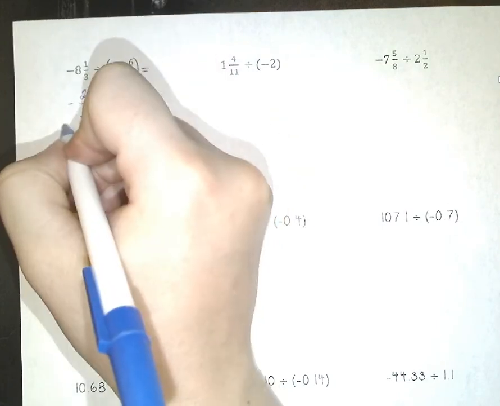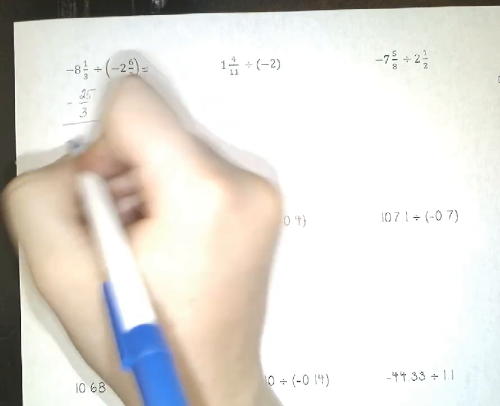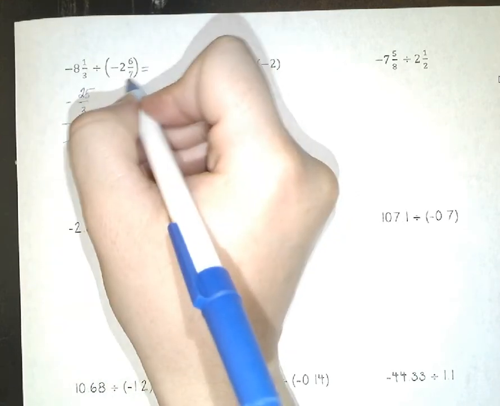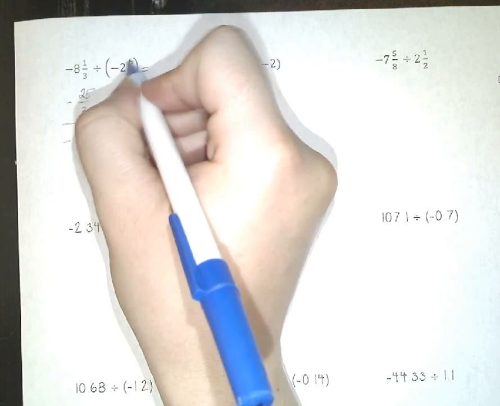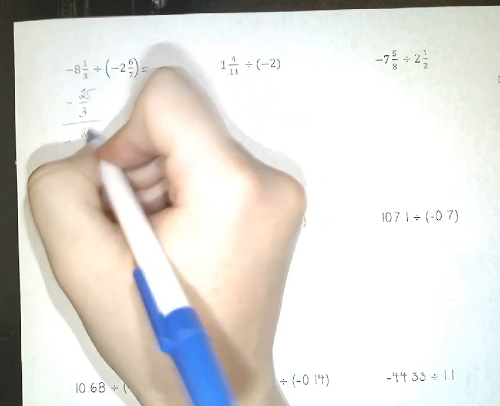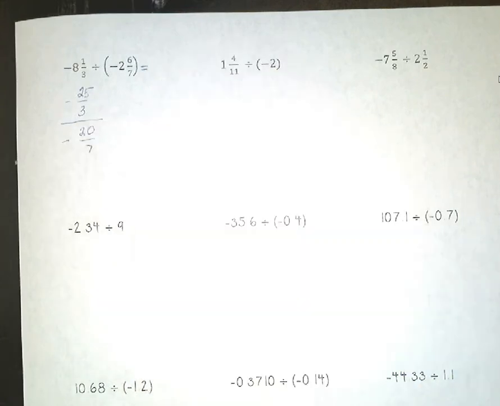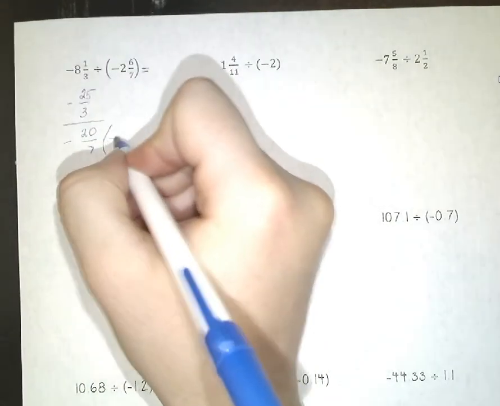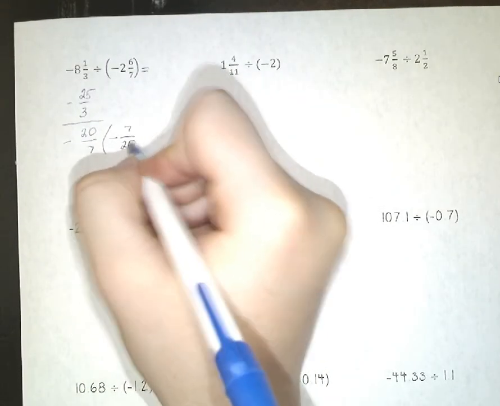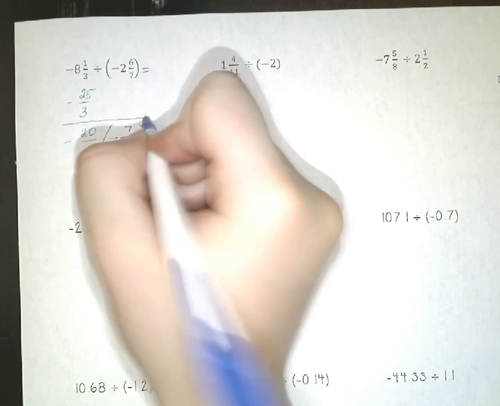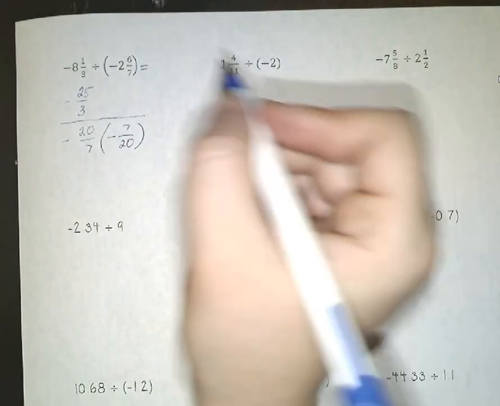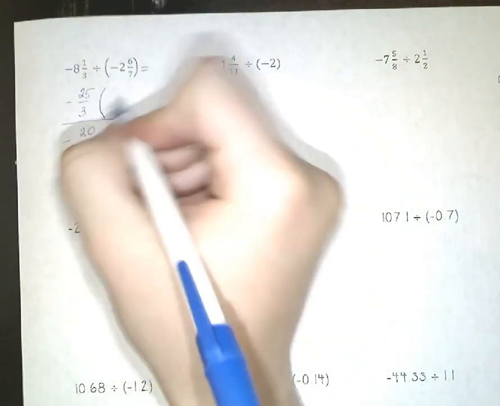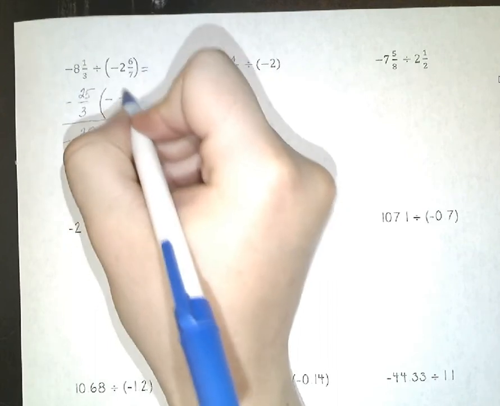Negative, right? Dividing by -2 and 6/7. 7 times 2 is 14. 14 plus 6 is 20. So -20/7. We want to make sure to change it and multiply it by its reciprocal, -7/20. Whatever I do to the denominator, I also do to the numerator. So multiplying 25/3 by -7/20.